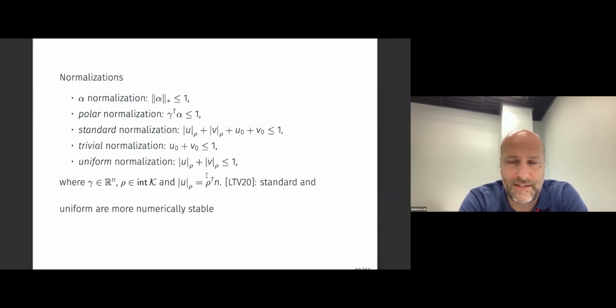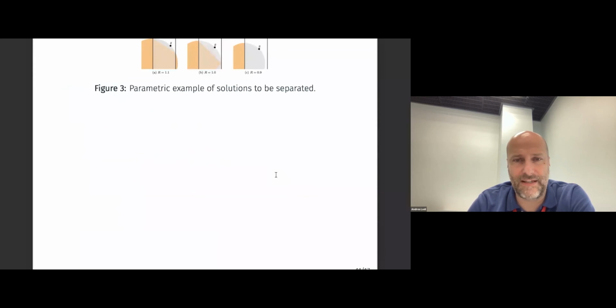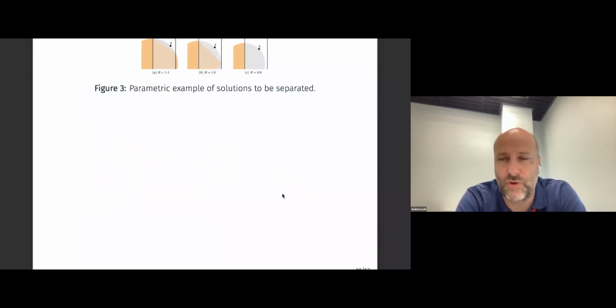So this is essentially the standard. What we're going to see in a minute in the computational part is that the use of the normalization makes a huge difference, and the standard and the uniform normalizations are actually the best, being more stable. But let me give you an intuition of what is going on here, and why this is so important.